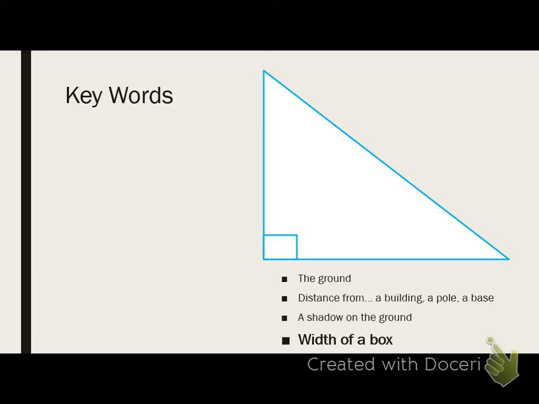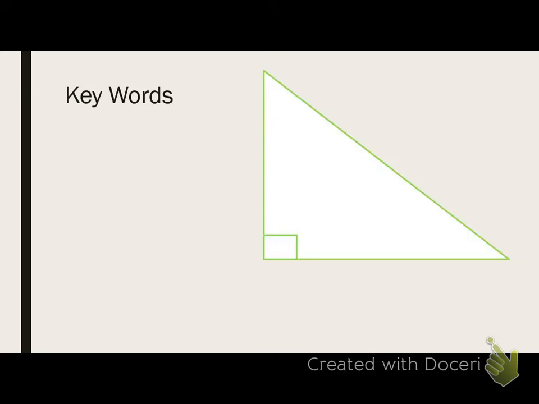The last one is the hypotenuse. So the hypotenuse, it's a leaning side, right? It's not upright, it's not flat. So anything that is leaning or diagonal, that's the first thing. Anything that is leaning or diagonal will be your hypotenuse.